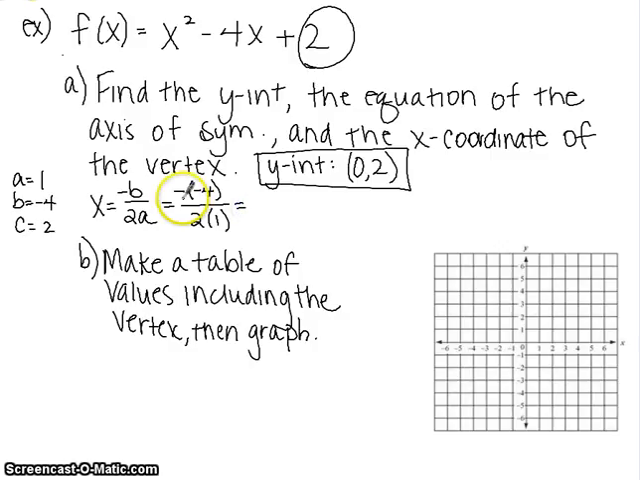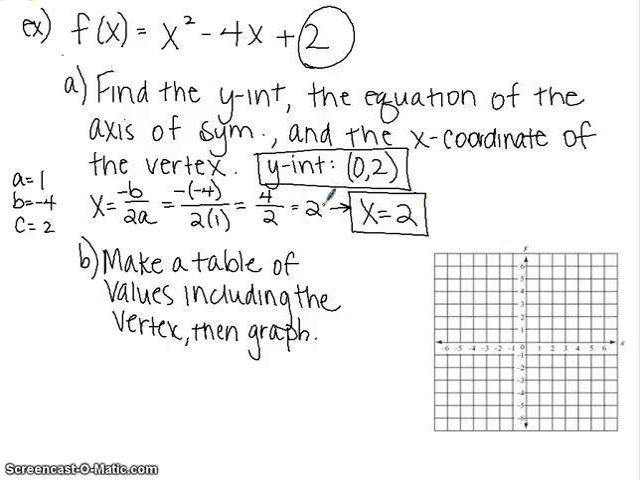Now if I simplify this, a negative 4 is 4. 2 times 1 is 2. So it looks like 2 is going to represent that number. Because it says find the equation, you want your answer to be an equation. So x equals 2 is the equation for the axis of symmetry.